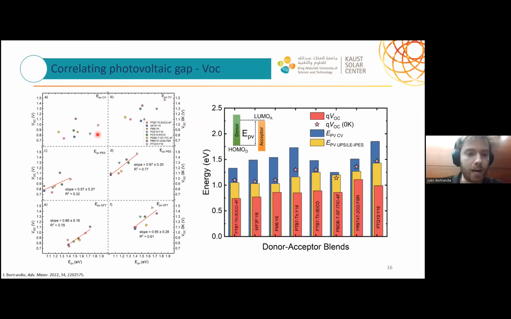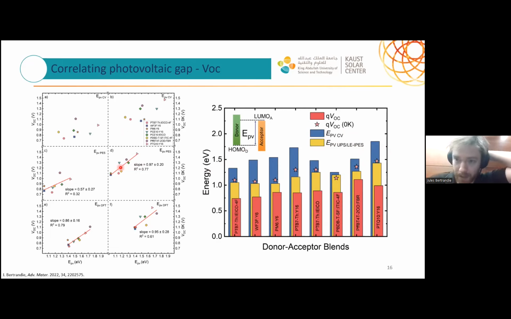So here we try to correlate for all our methods, with CV, with photoelectron spectroscopy and DFT. And we see that in the case of the CV, we don't see a clear correlation. We tried to do the plot, but the R-square was very low. You can see it better with this graph, where you see the EPV measured from CV in blue, compared with the star, which is the VOC estimated at 0 Kelvin. There is no trend. It's a bit chaotic. We don't see any correlation between those two.